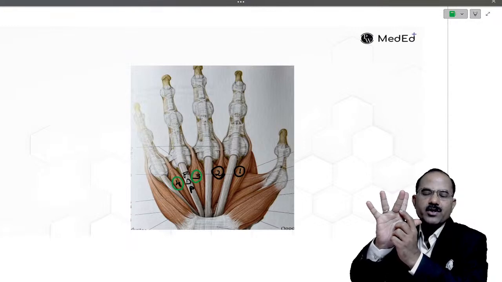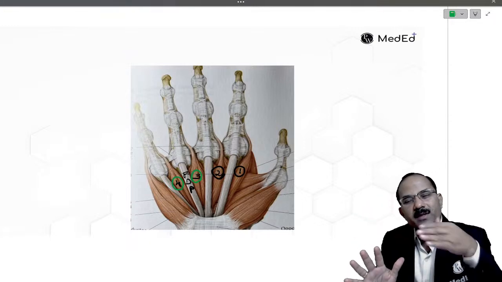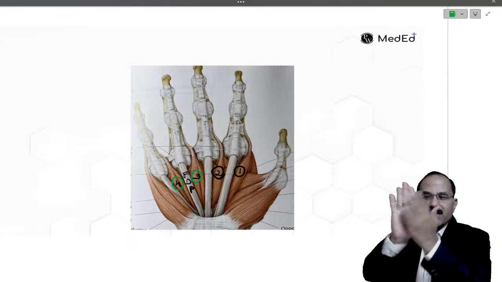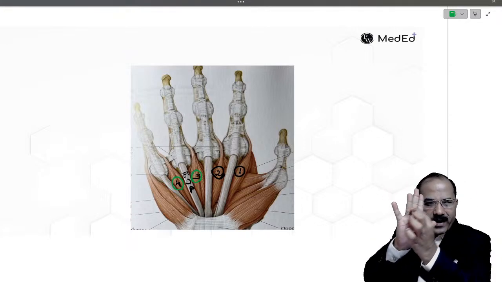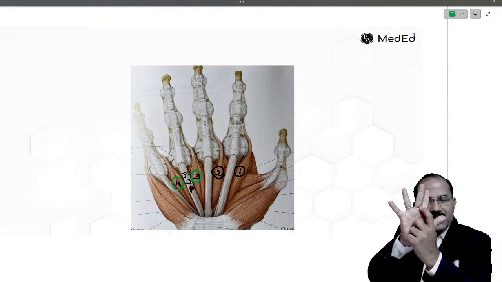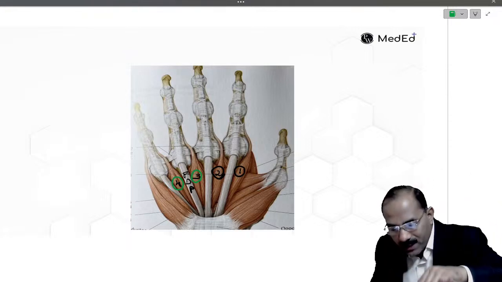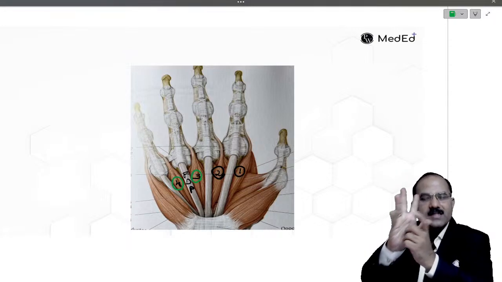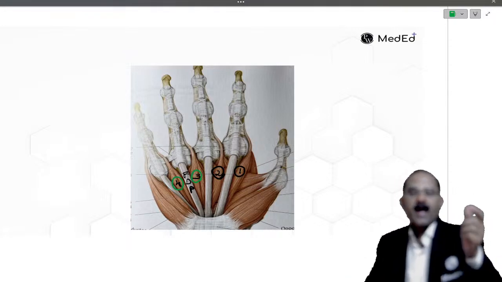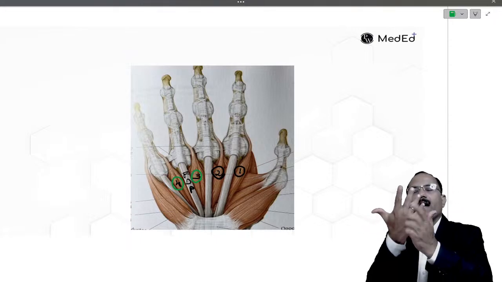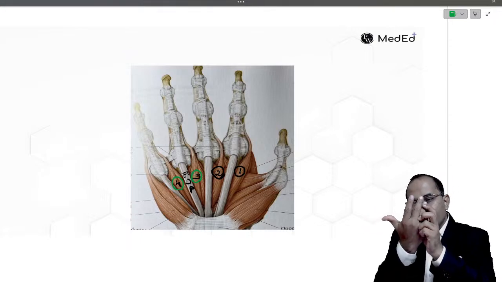Carpal tunnel syndrome you'll understand only if you understand the hand, right? So this is the proximal phalanx. This is the lateral aspect, and this is the base of the proximal phalanx. So the lumbricals are inserted on the lateral aspect of the base of the proximal phalanx, and from here the lumbrical goes on the distal aspect, and they get inserted on the base of distal phalanx.